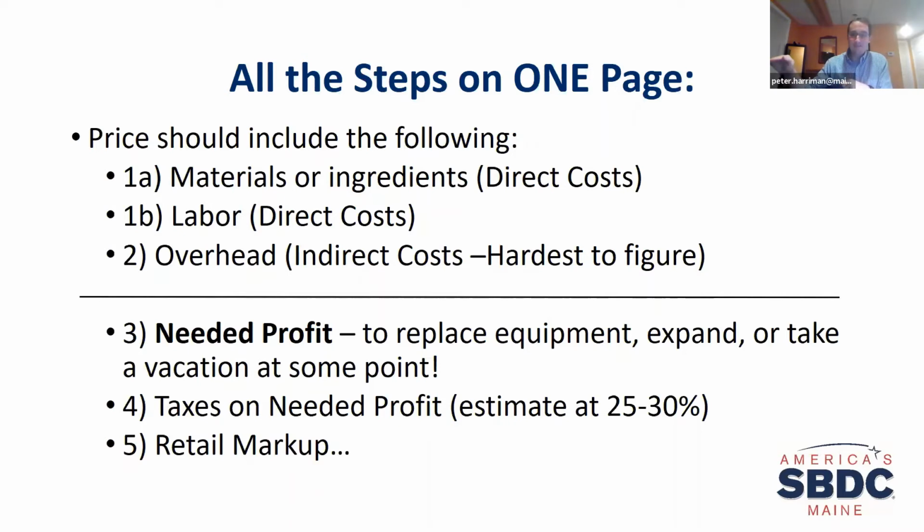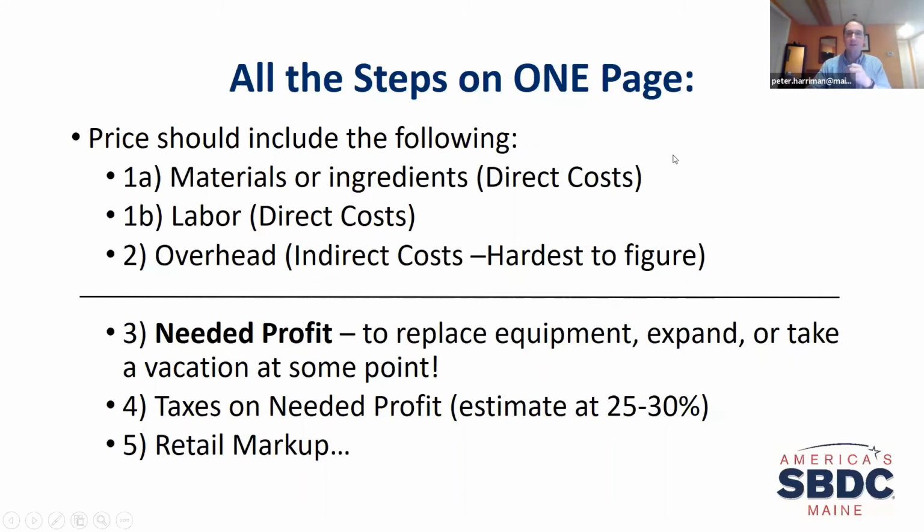I put a line there because up to that point, you're not making any profit. If you just sold using the pricing of breaking down your materials cost, your direct cost, and your overhead costs and putting that all in, at that point, if you sold at that price, you're just paying for your direct and indirect cost. You're not making a profit. Anything below that line is where the profit comes in. So your needed profit, your taxes on that profit, and if there's that retail markup, then you can go through that as well on what that means.